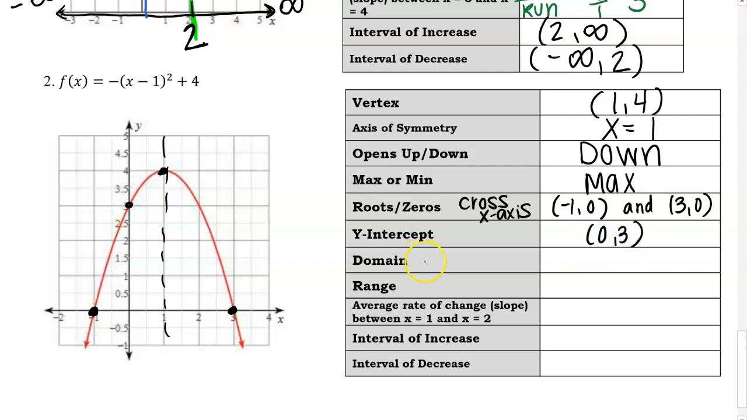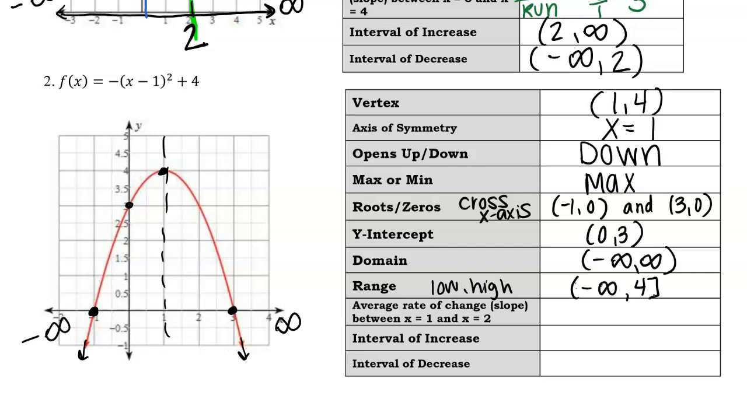The domain, think left to right. So to the left, we're going all the way to negative infinity, and to the right, we're going to positive infinity. When we do range, we think low to high. Because this parabola has arrows that are going down to negative infinity, our lowest point on the graph is negative infinity. The highest point is the y value at the vertex, which is a 4. Be sure to include your range. Your y value of your vertex should have a bracket on it.